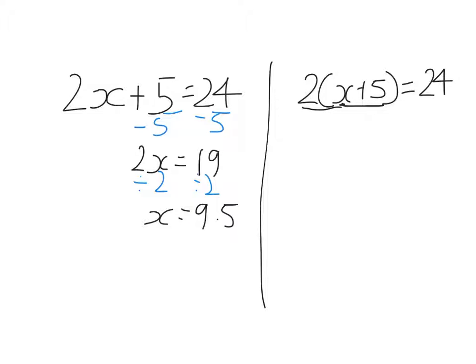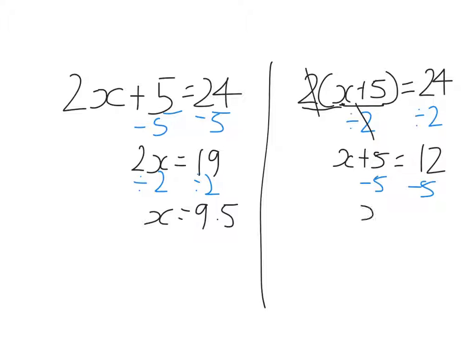So when I'm solving, because timesing by 2 is the last thing I did to x, I need to undo that first. So to solve it, I need to divide by 2 first. So I get x plus 5 equals 24 divided by 2, which is 12. Because times 2 and divide 2 cancel each other out. Then, the way I undo adding 5, I subtract 5. And I get x equals 7.